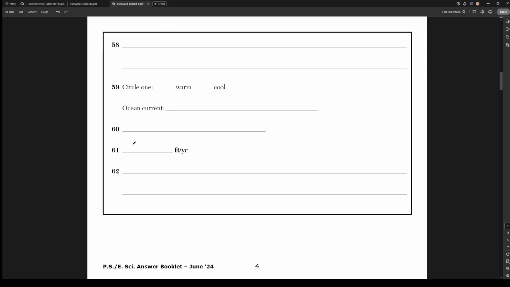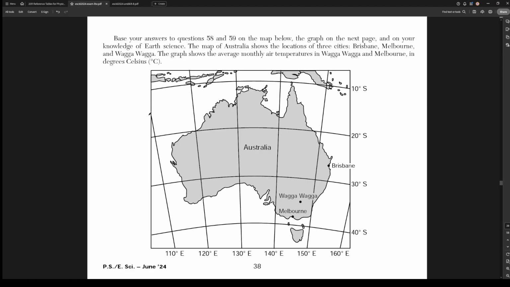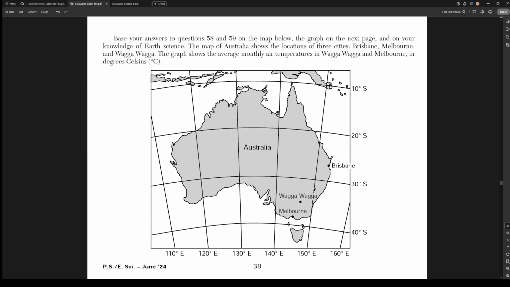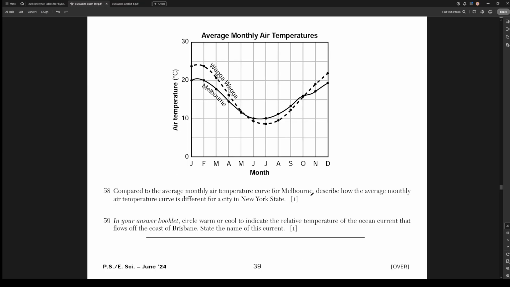Okay, going on to 58. Alright, we got a map of Australia, and we're showing the locations of 3 cities, Brisbane, Melbourne, and Wagga Wagga. The graph shows the average monthly temperature in Wagga Wagga and Melbourne in degrees Celsius. Compared to the average monthly temperature curve of Melbourne, describe how the curve is different for a city in New York.